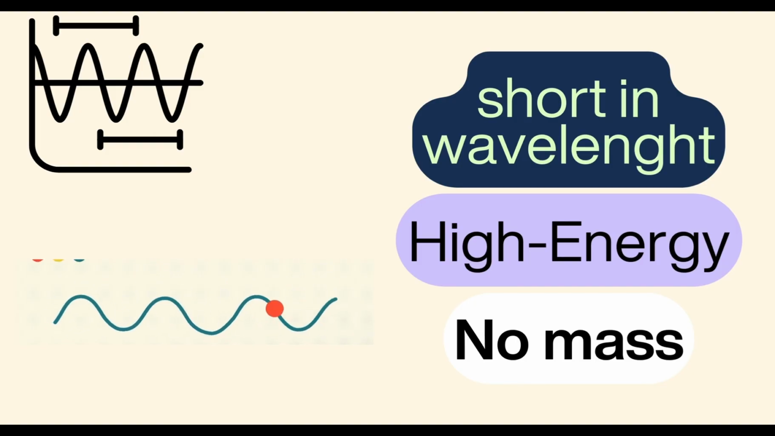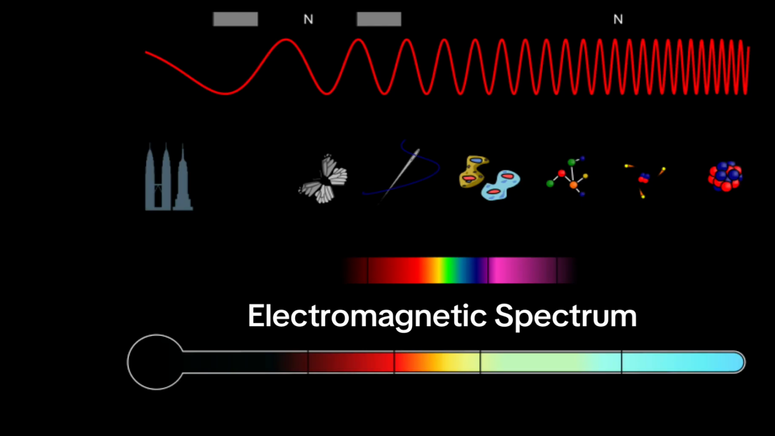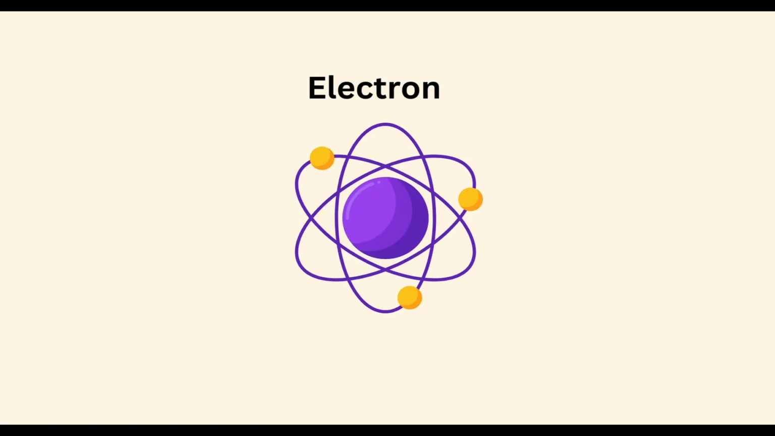What are photons? Photons are the smallest particles to exist of the electromagnetic field. This makes sense as they have no mass, which allows them to travel at the speed of light. They can also travel through air, glass, and even a vacuum.